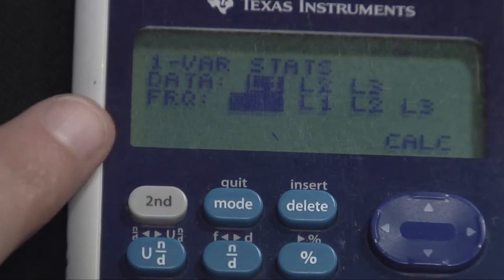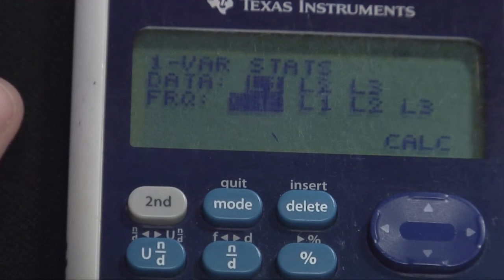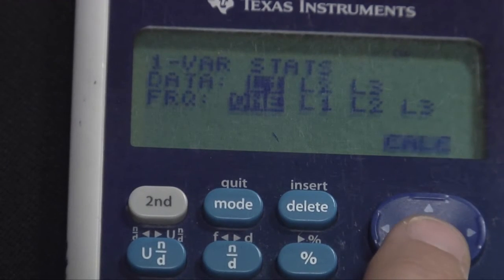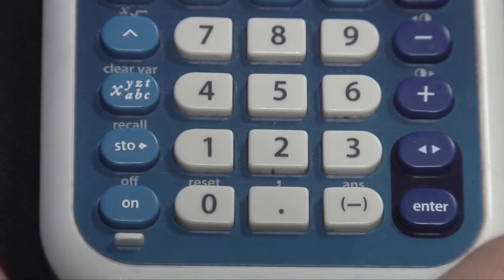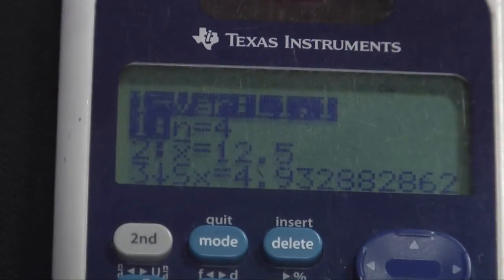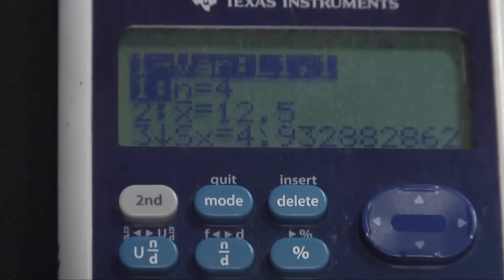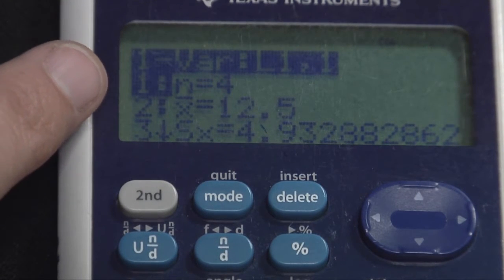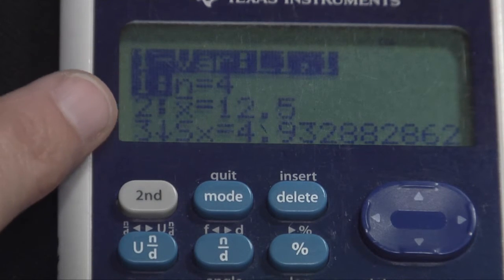For the frequency, I'm going to assume all of those numbers only show up once. I don't want a series of values for them. So I'm going to scroll down, and I'm ready to calculate. I hit enter. This starts off letting me know n equals 4. There were 4 numbers in my list. It's always a good idea to double check that you don't have more or less than you needed.